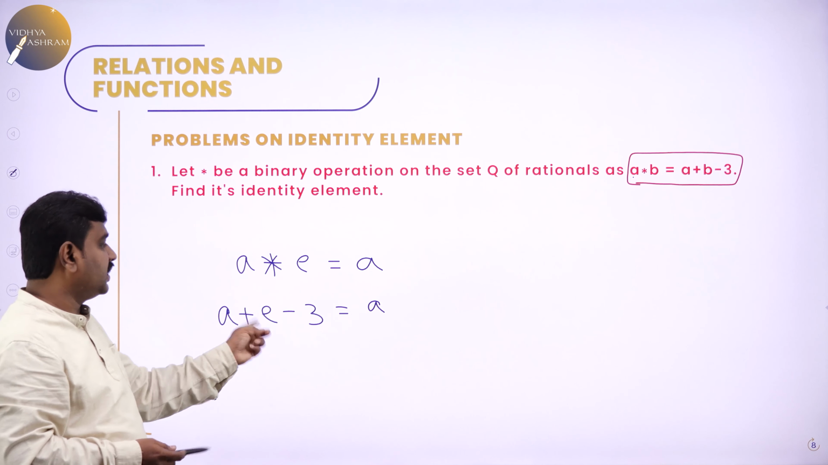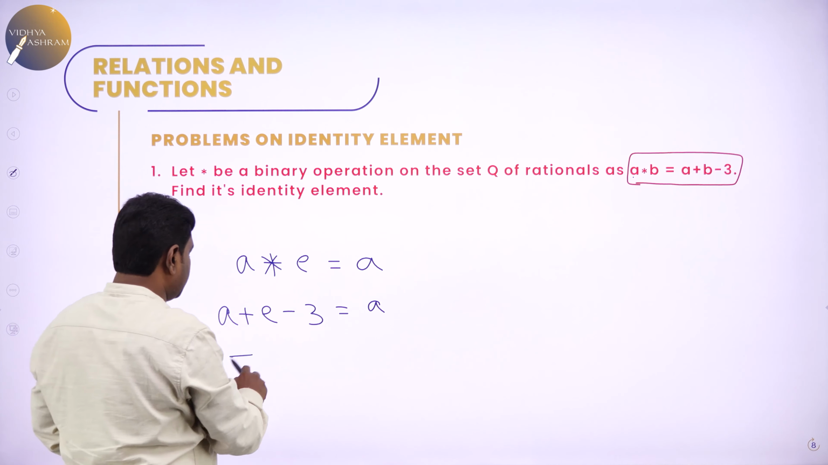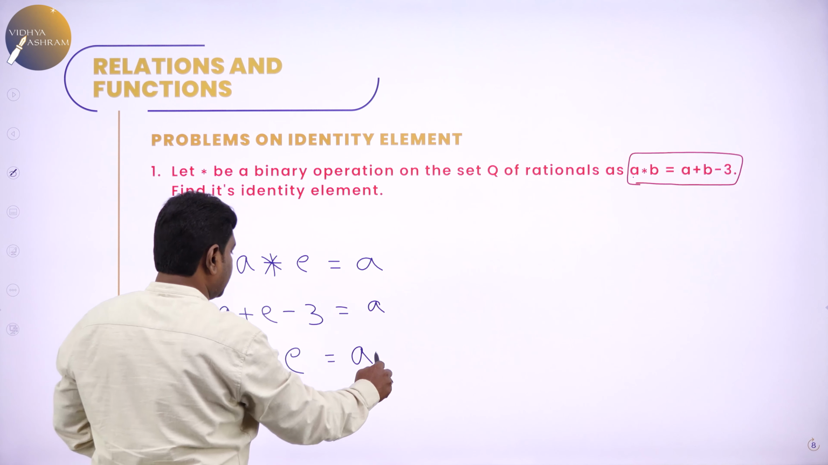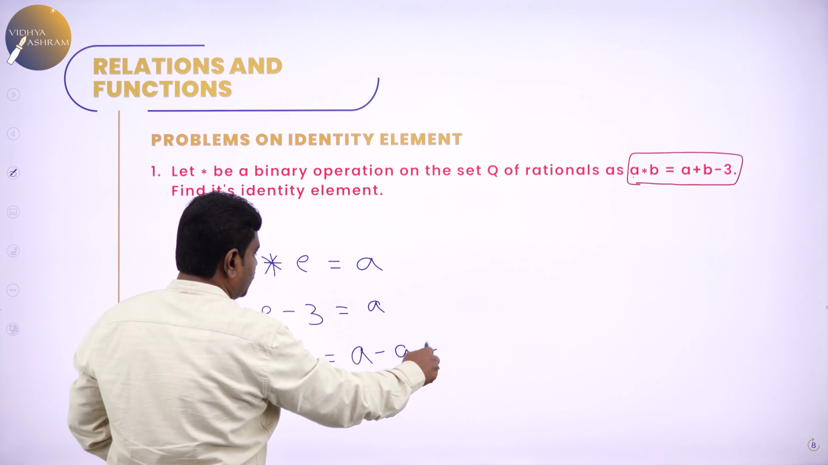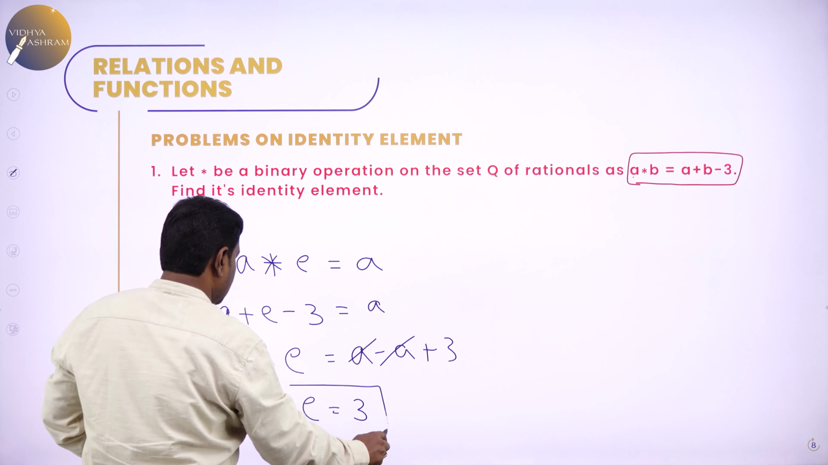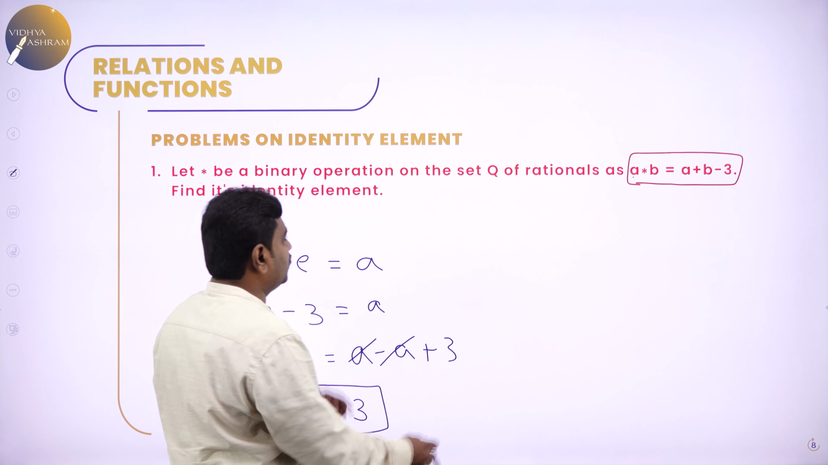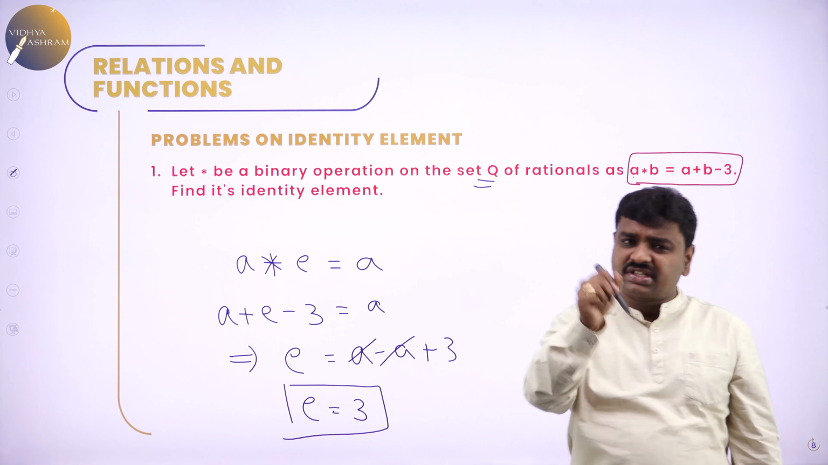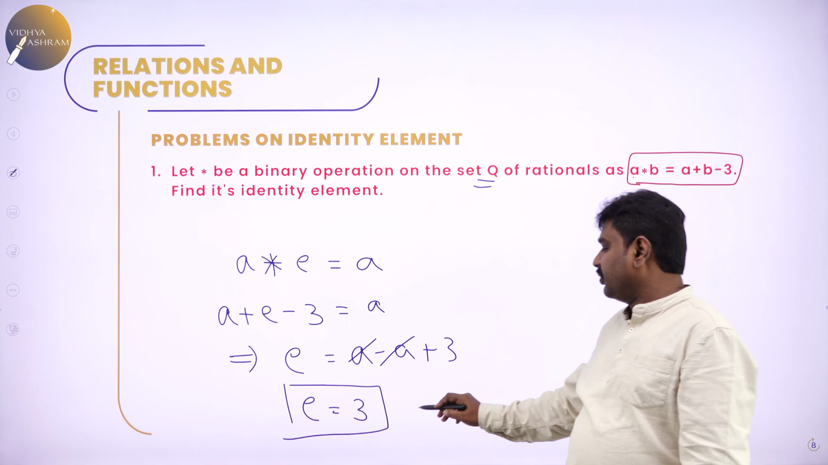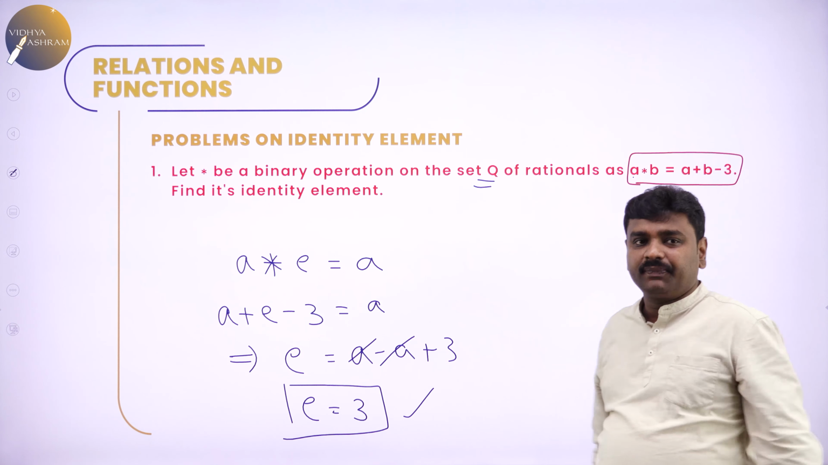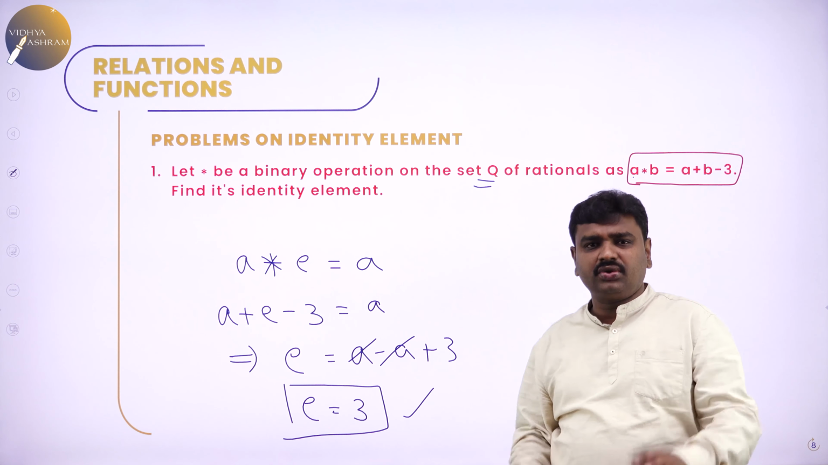Rearrange and get E. Transfer all terms to that side because we need E. That implies E is equal to A. If A goes that side, it becomes minus A. Minus 3 goes that side, it becomes plus 3. Minus A plus A cancels. You got E. What is E? 3. This 3 should also belong to the given set. Yes, rational number. 3 can be written as 3 by 1, P by Q. Now we got the identity element. It is a constant, and it is unique.